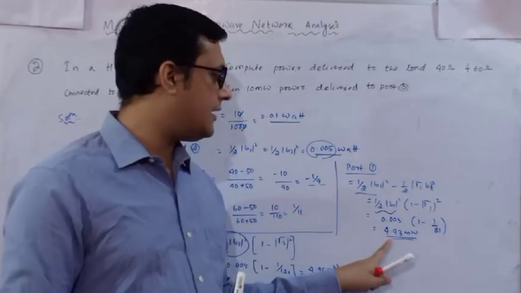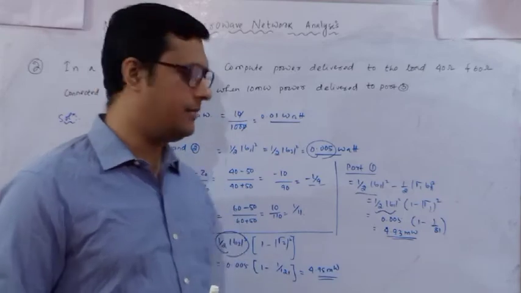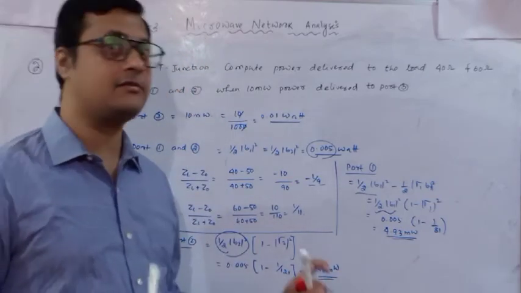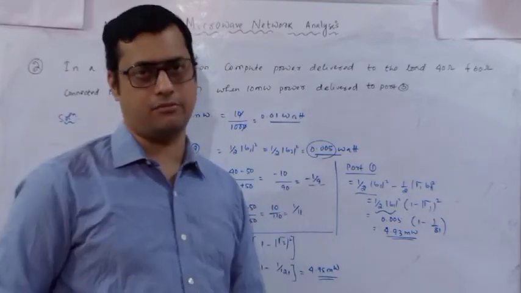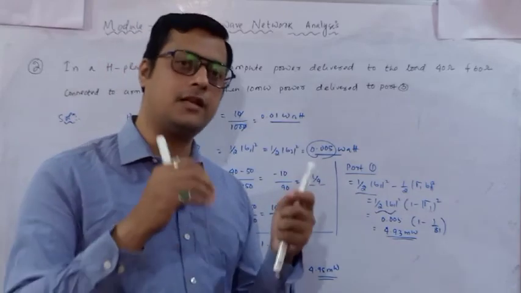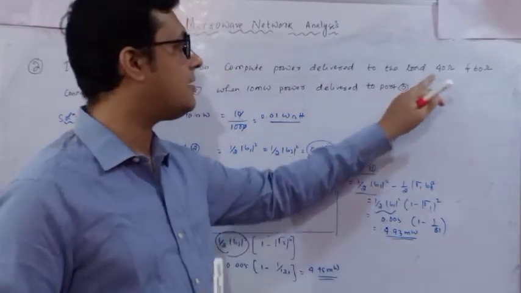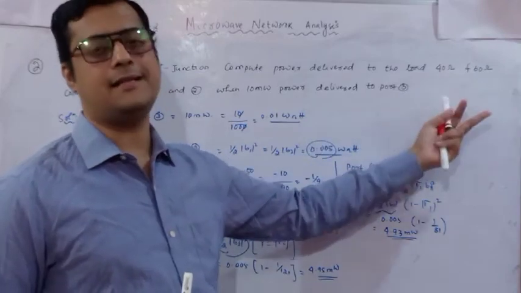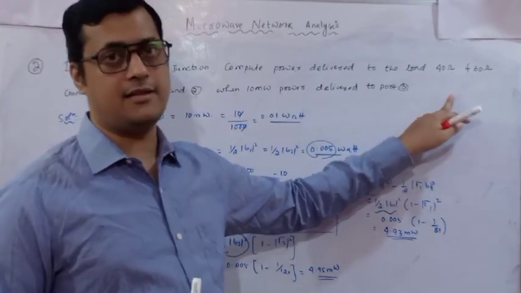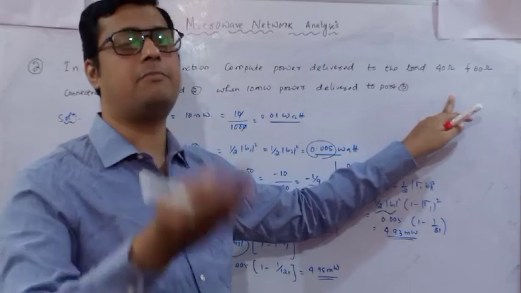Due to which it is not 5, it will be less than 5. How much? It is 4.93. And the other is 4.95. It is not 5, it is near about 5. So due to that lesser amount, some reflection occurs due to the presence of this load. The match condition is not there, due to which maximum power may not be delivered.